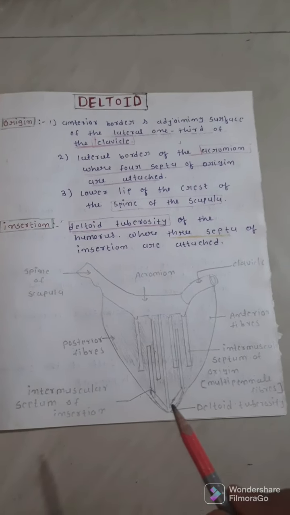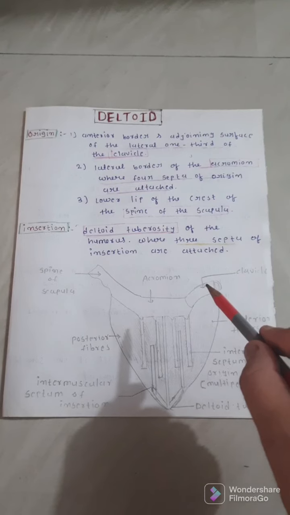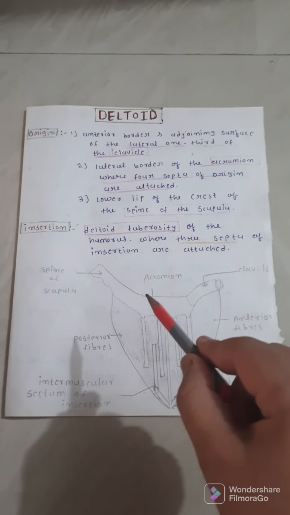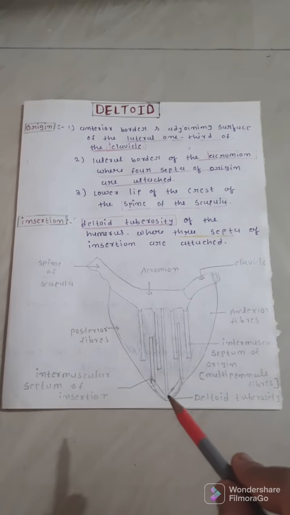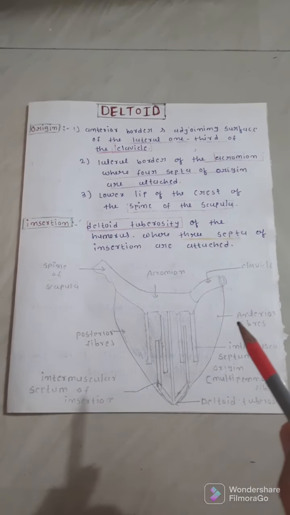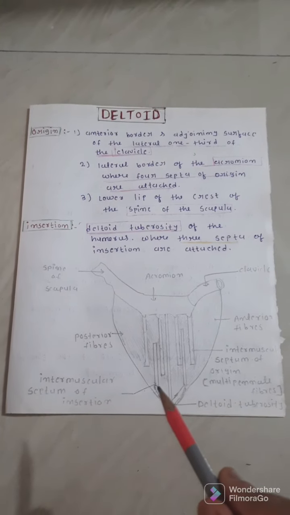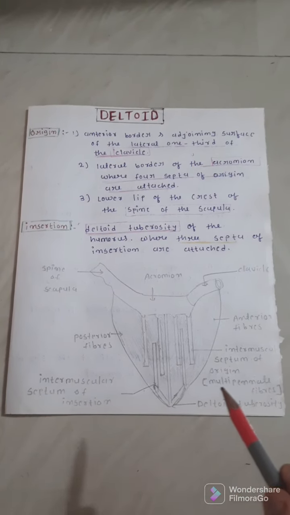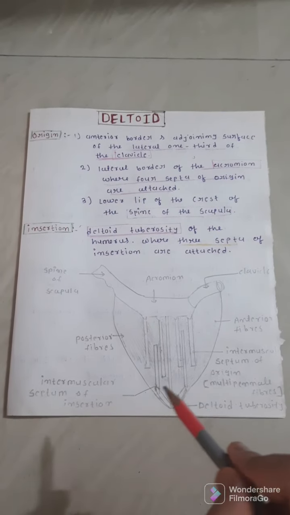Deltoid tuberosity. Deltoid muscle diagram. You can see here the origin of the three parts: clavicle, acromion and spine of scapula. And insertion of the deltoid is the deltoid tuberosity. This is the posterior fiber, this is the anterior fiber, this is the intermuscular septum of insertion, intermuscular septum of origin of multipinnate fiber. This deltoid has multipinnate fibers.